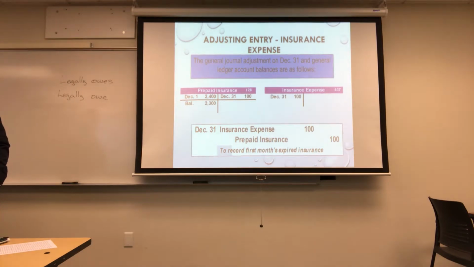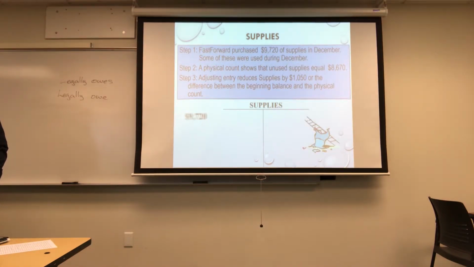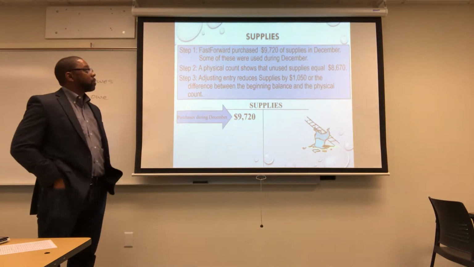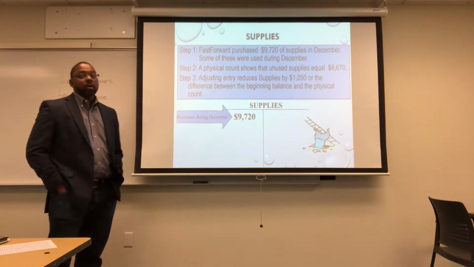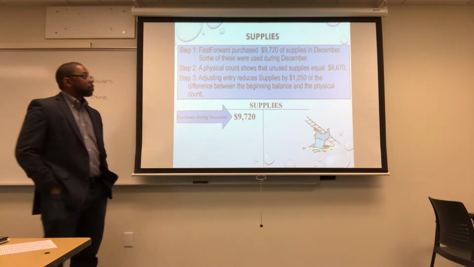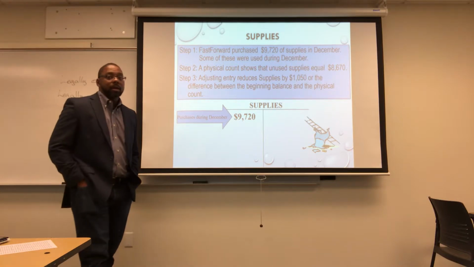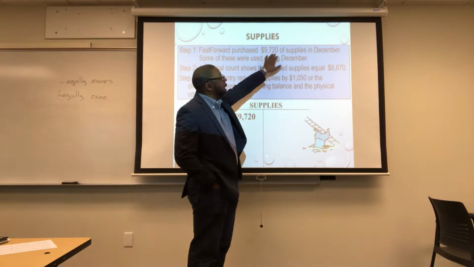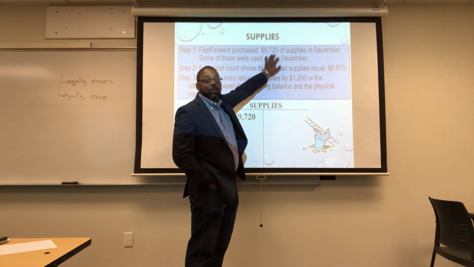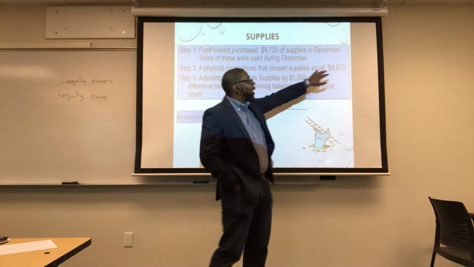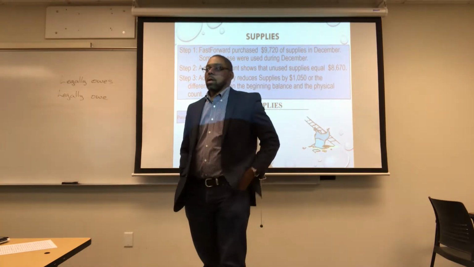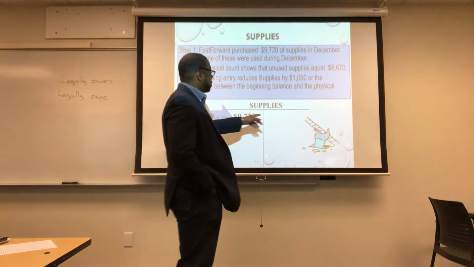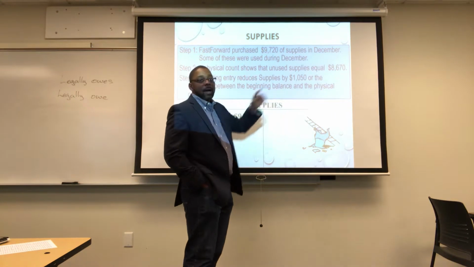Let's do another account. Let's do supplies. So here, fast forward, we purchased $9,720 of supplies in December. Some of these were used during December. The physical count shows that the supplies equal $8,670. So the supplies account started at $9,720, and we want it to be $8,670. How do we get it to that point? Well, we've got to credit the supplies account by $1,050.